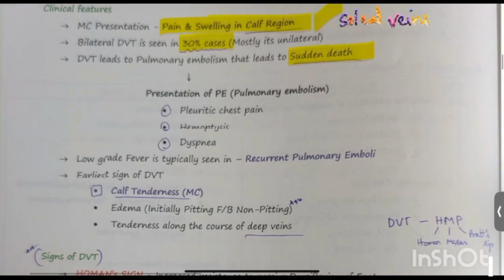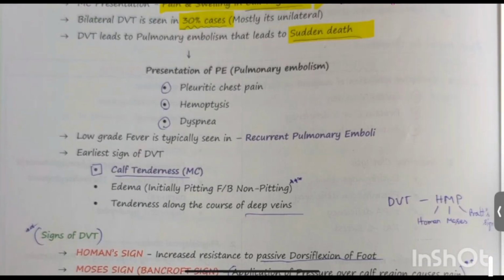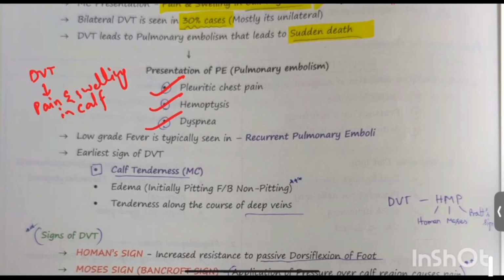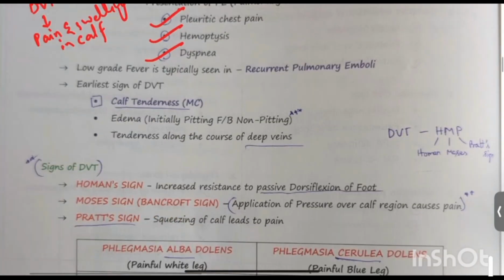After that, DVT will lead to pulmonary embolism, which can lead to sudden death. So how will be the presentation in case of pulmonary embolism? DVT is just simple: pain and swelling in the calf region. If the patient doesn't come to you at this level, and if he develops pulmonary embolism, then he will come with pleuritic chest pain, hemoptysis and dyspnea. But where was the actual cause? It was in the leg. So hence it is important to identify this condition and treat it. Low grade fever is typically seen in case of recurrent pulmonary emboli.